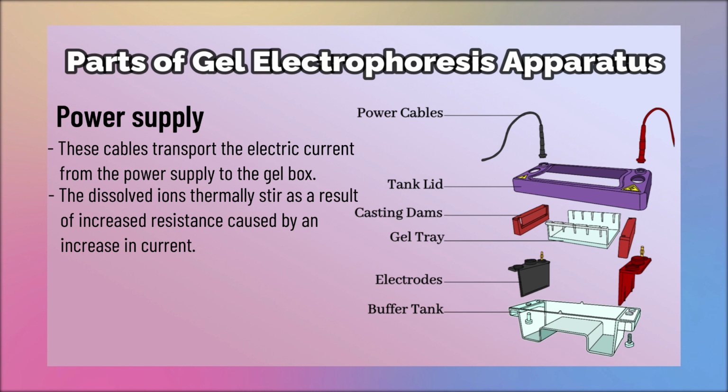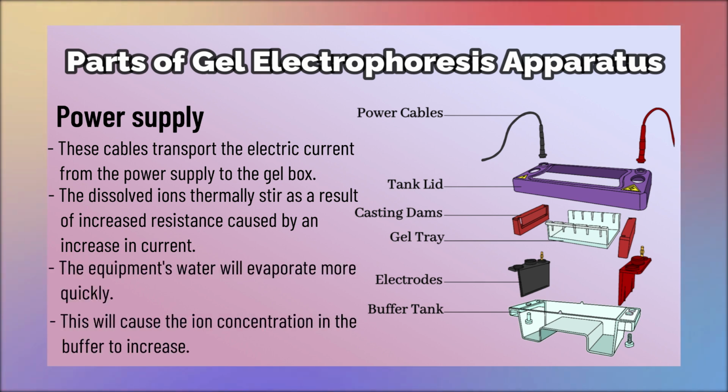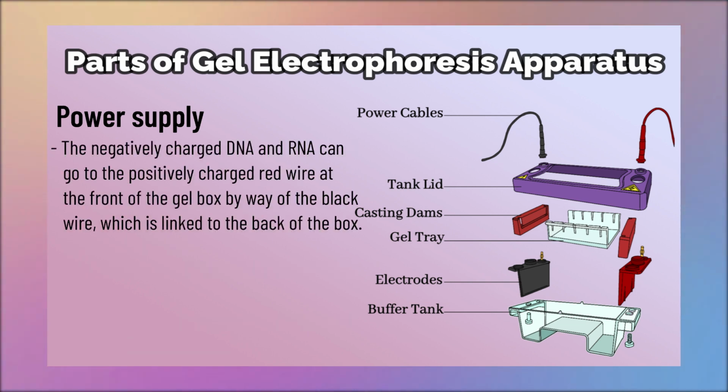Dissolved ions thermally stir as a result of increased resistance caused by an increase in the current. The equipment's water will evaporate more quickly. This will cause the ion concentration in the buffer to increase. The negatively charged DNA and RNA can go to the positively charged red wire at the front of the gel box by way of the black wire, which is linked to the back of the box.